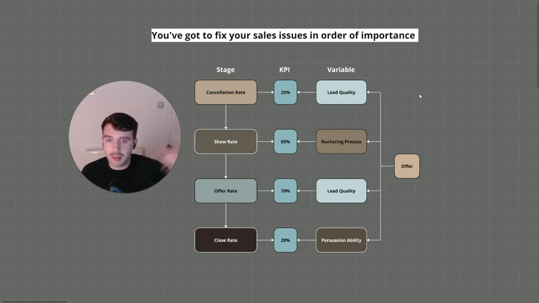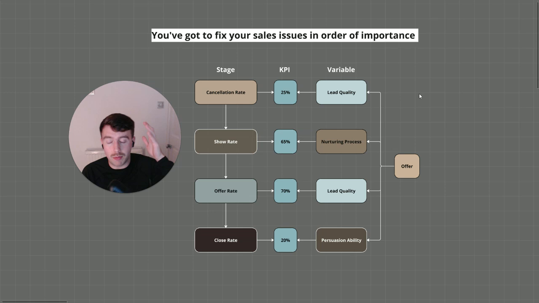It works regardless of which metric or which stage of the process is having issues, essentially. So if you could have it that your show rate's good, your offer rate's good, your close rate's good, but your cancellation rate's just really, really high for whatever reason, and the lead quality could be down to that.